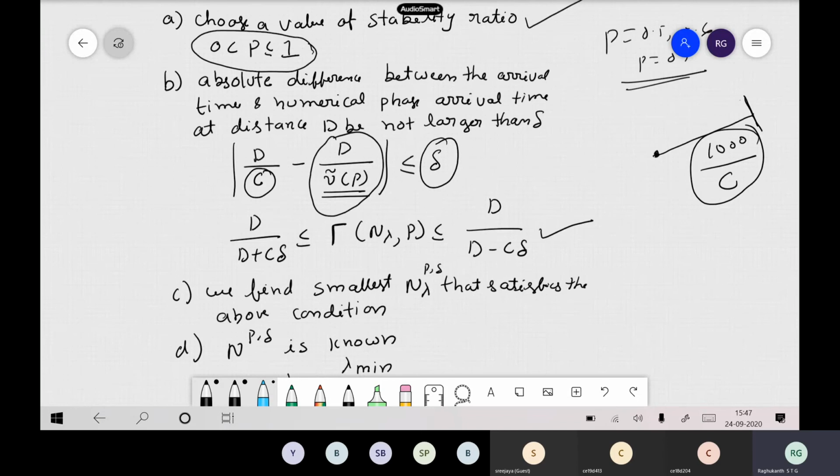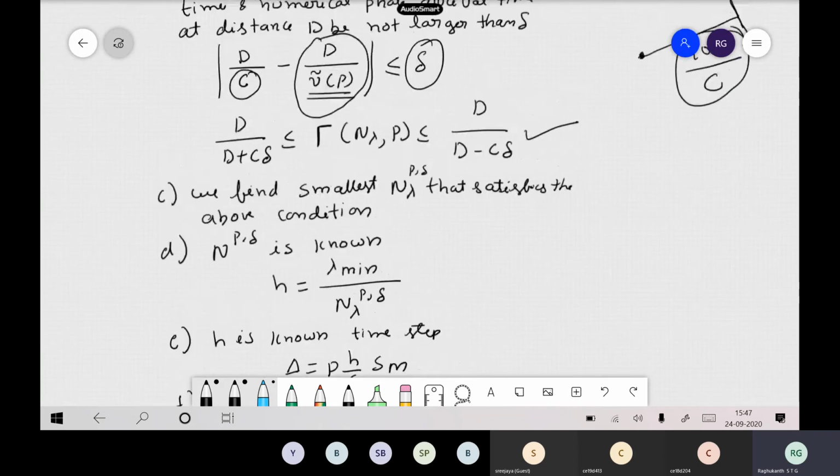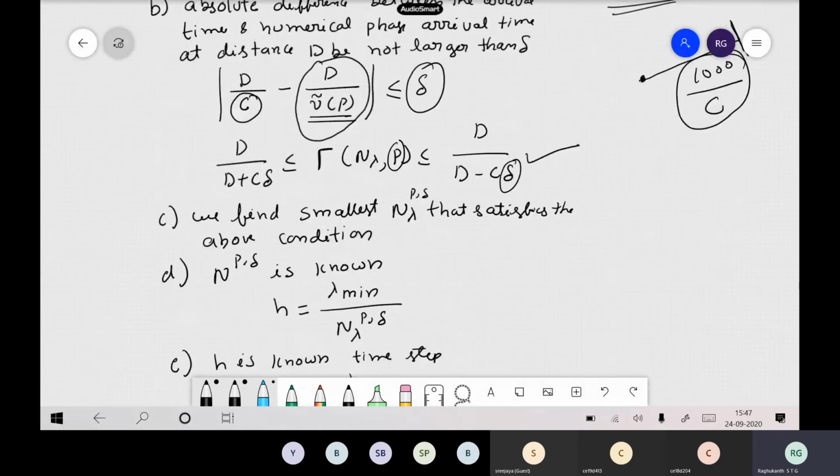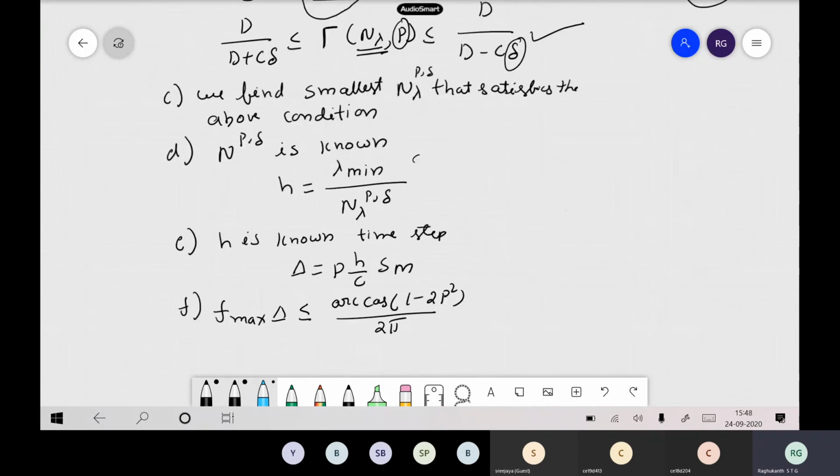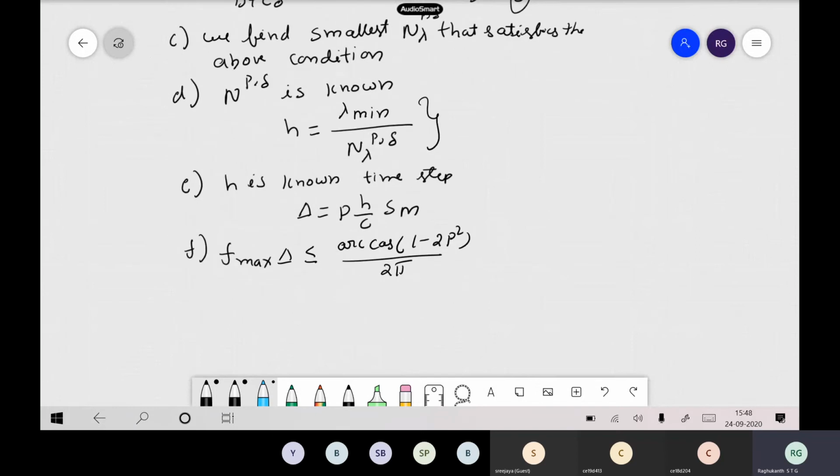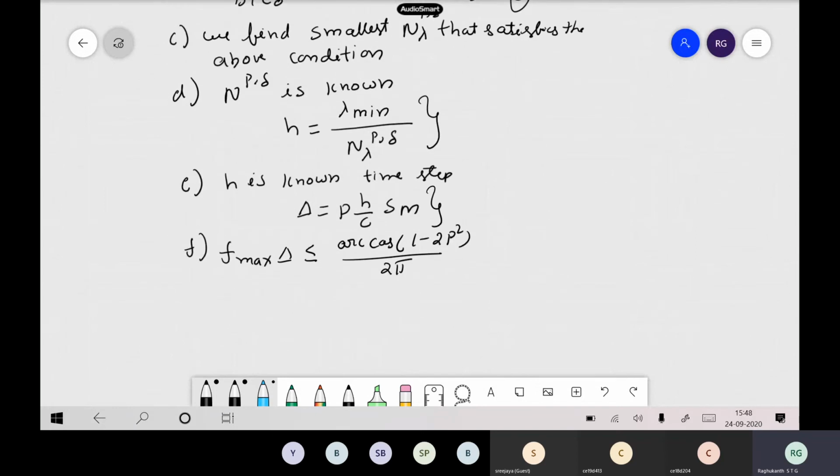Once you know this delta and once you know p, you have to get this n times lambda, the distance, also based on your mesh. Once you know this n lambda, you can find out your spatial increment through this expression. Once the spatial increment is there, you find out your time increment, and this is the last check you have to do, whether all the things are stable or not.